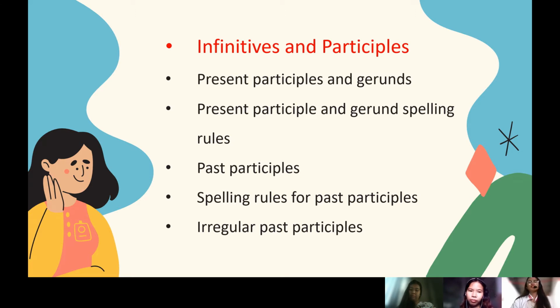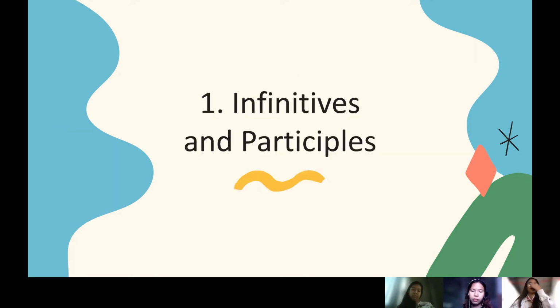Okay, so in this lesson, we are going to have five subtopics: infinitives, participles, present participles, and gerunds. Next is present participle and gerund spelling rules, past participles, spelling rules for past participles, and the irregular past participles. So let's proceed. First, let us go with infinitives and participles.